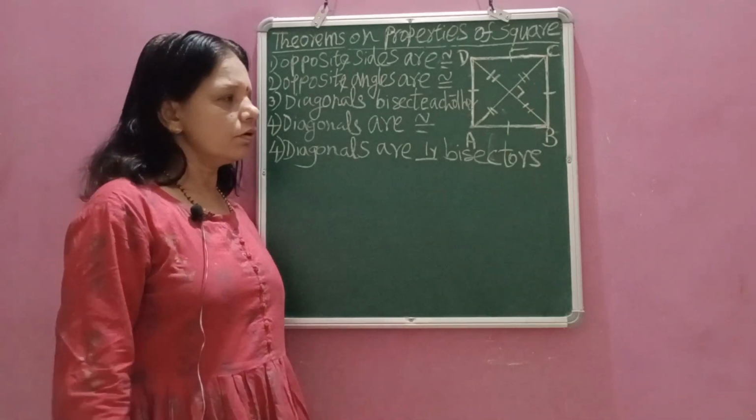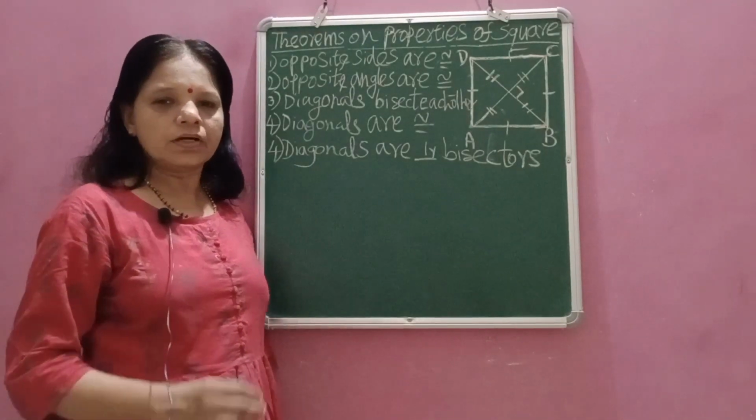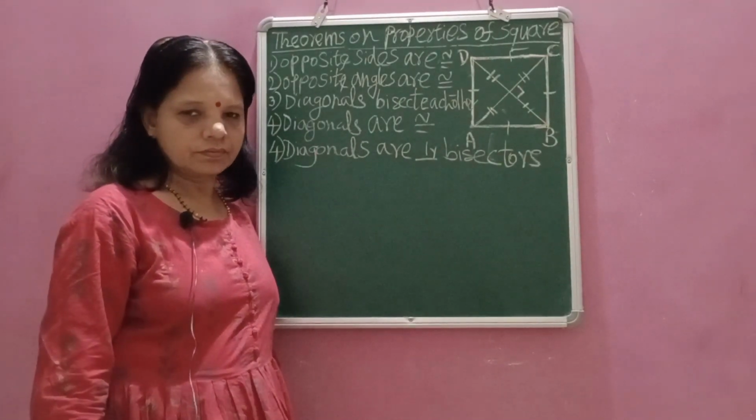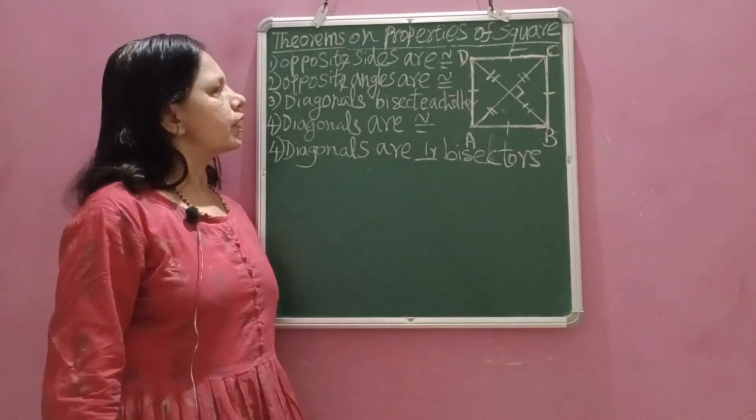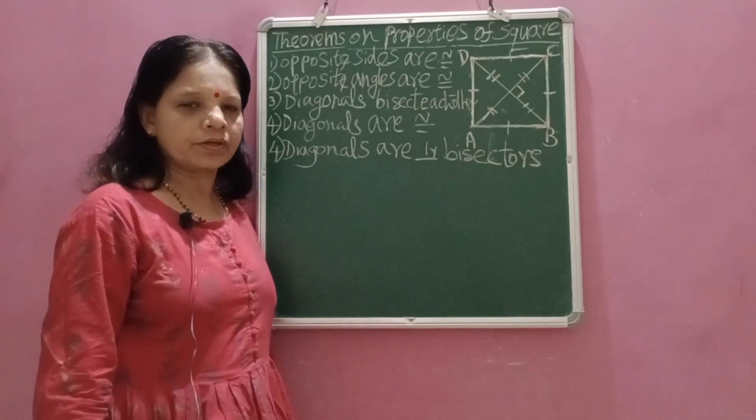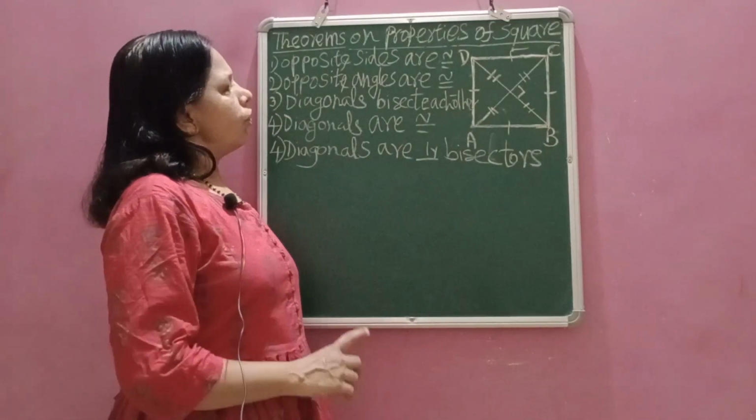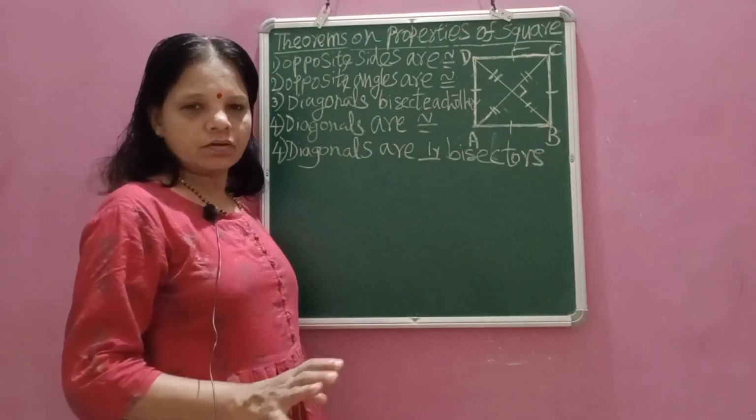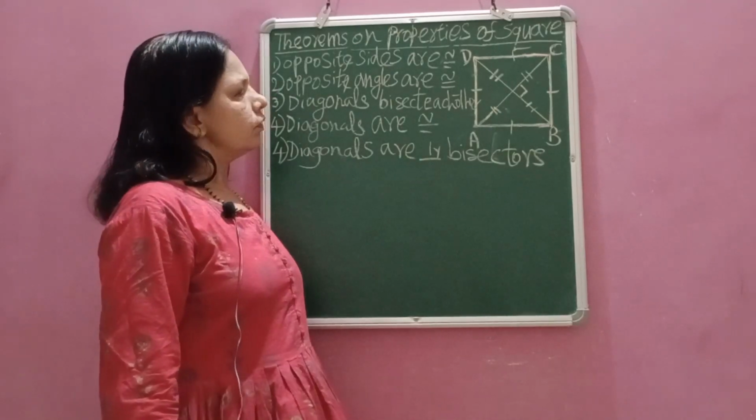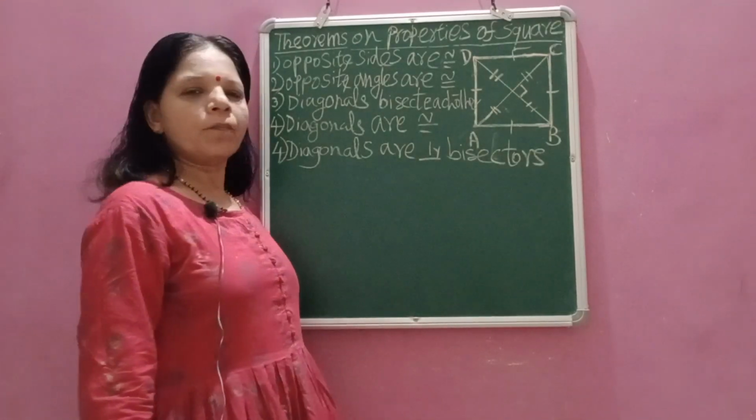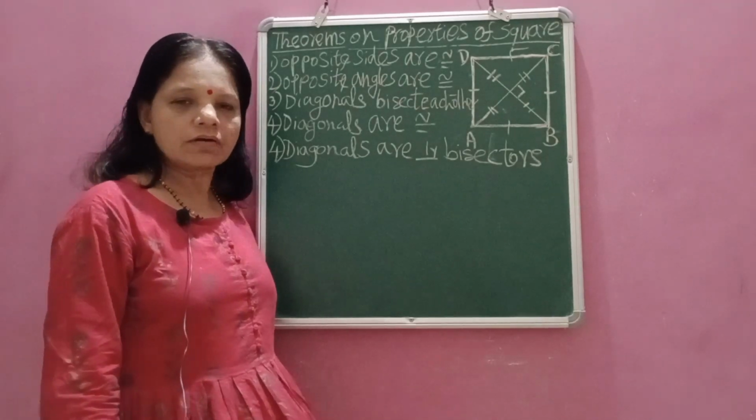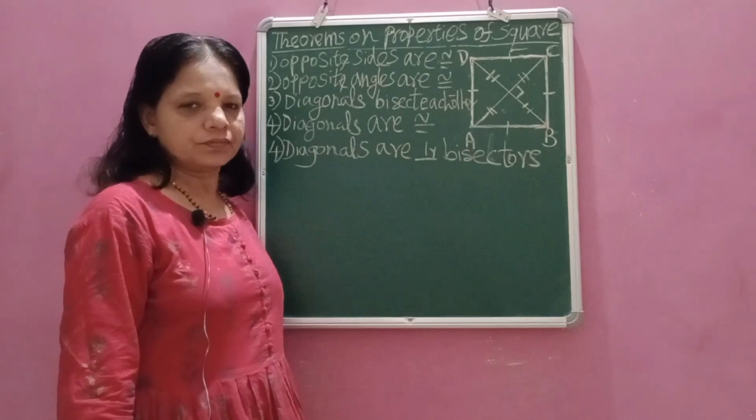Therefore, there is no new theorem that is only applicable for square. And also, the converses of these theorems are not applicable for square. For example, opposite sides of a square are congruent. That is true. That theorem we can prove. But look at the converse. If opposite sides are congruent, it is a square. This is not true. Its converse is not true for square.